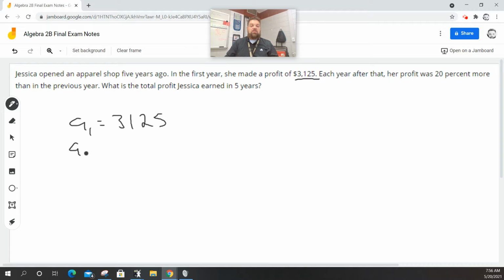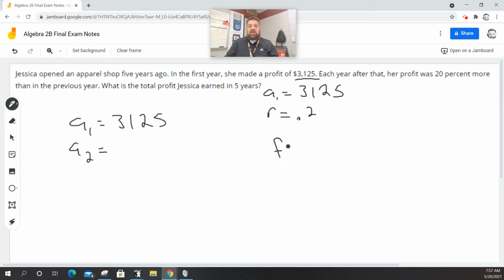So in order to get the next thing, remember, there's two things here. We need to figure out how much profit she makes each year, and it increases by a rate of 20%, right? And we know that the initial amount that she started with was 3,125. But we need to do a summation.